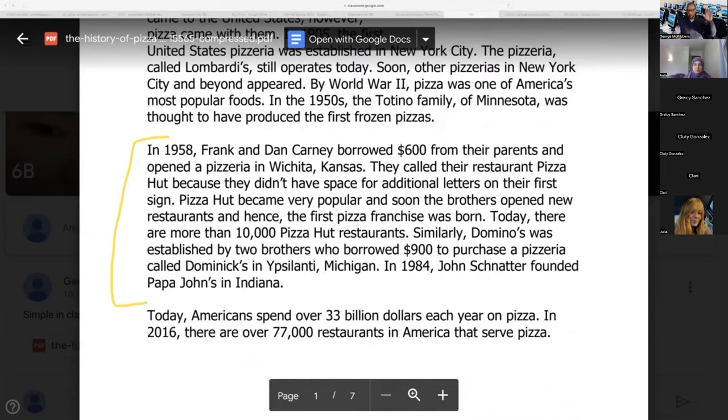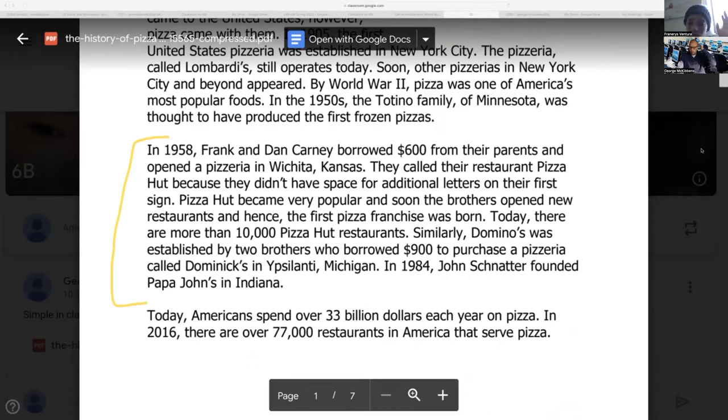Any volunteer? You can use the hand-raising emoji. Freddy's.